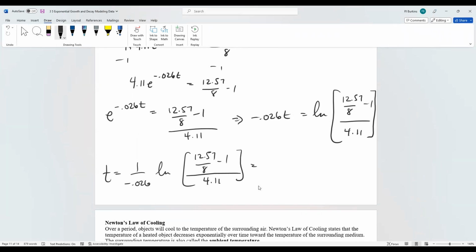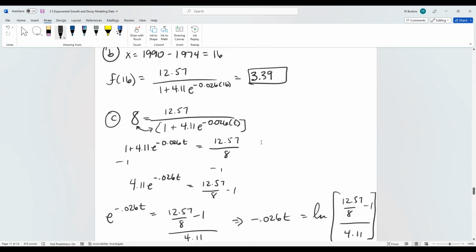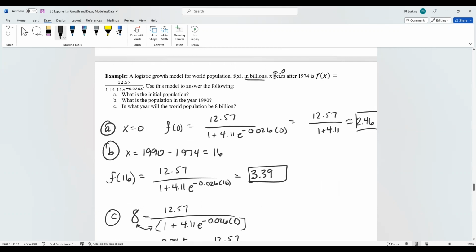And bear with me here while I go ahead and calculate that. So 12.57 divided by 8, subtract 1, then divide by 4.11. Then I need the natural log of that number. And finally, I'm going to divide by negative 0.026. And it looks like t comes out to 75.898. Let's just go ahead and make that 76. And again, t was in years.